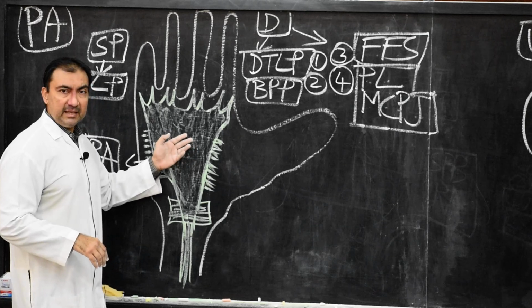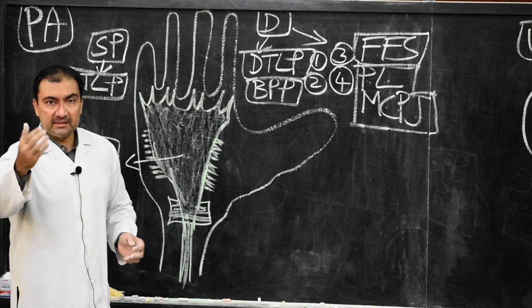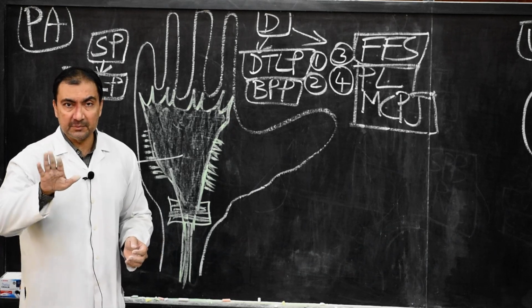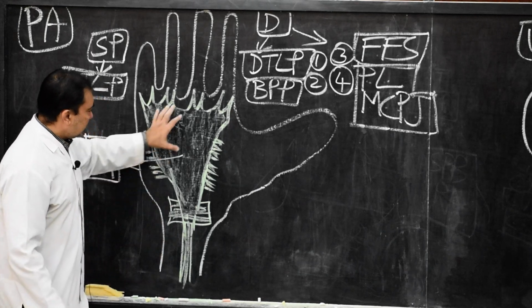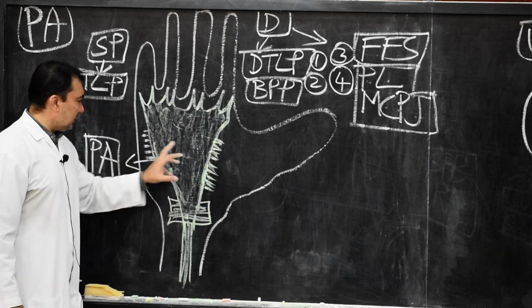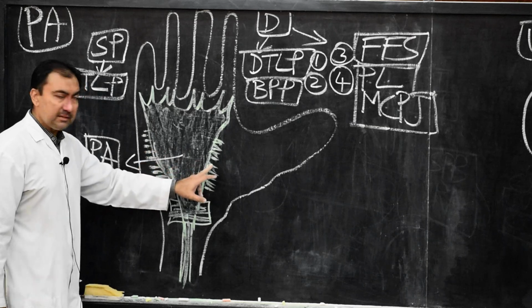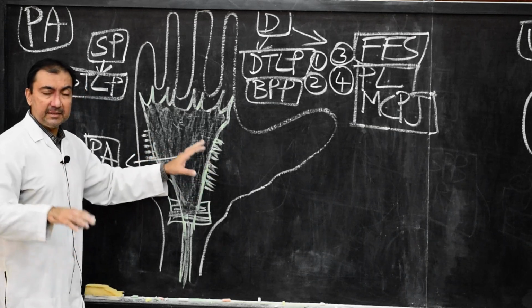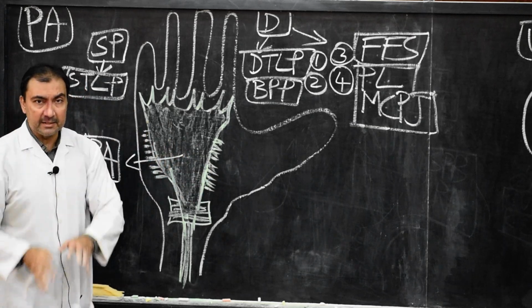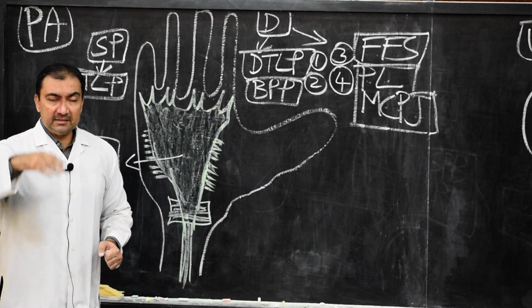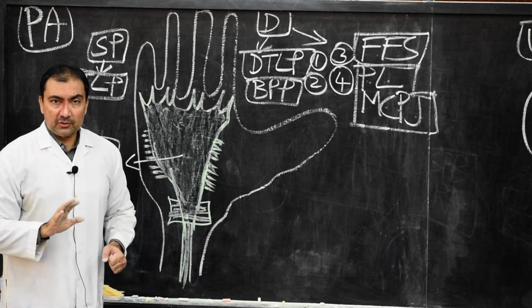What are the deeper structures lying beneath this? Digital nerves and vessels, and all the deeper muscles of the palm. And also, the medial and lateral intermuscular septa, which are derived from the medial and lateral edges of the palmar aponeurosis, will divide the palm into surgically important spaces, which is important in applied anatomy.